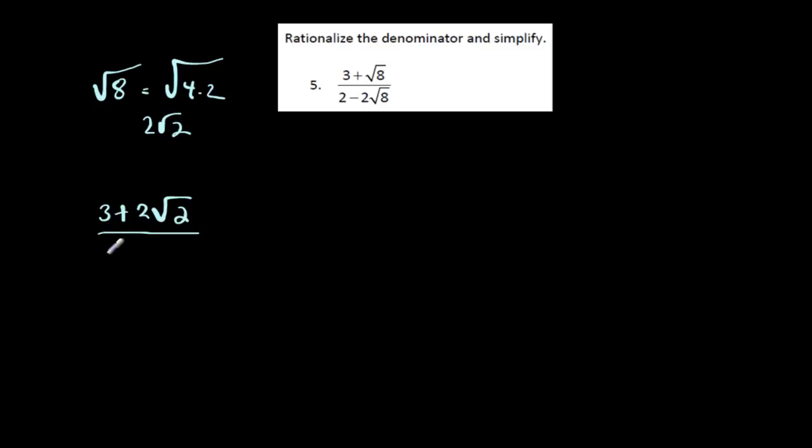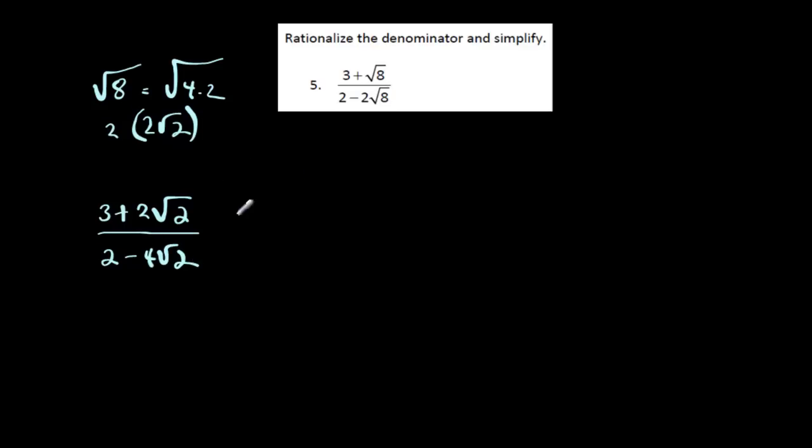Okay, for number 5, they want you to rationalize the denominator. So the first thing you want to do is simplify anything that we can here. So I'm going to simplify the root 8s. Remember, the square root of 8 is the square root of 4 times the square root of 2, which is 2 square root of 2. So the numerator is 3 plus 2 root 2, and the denominator is 2 minus 2 times root 8, which would be 2 times 2 root 2, which would be 4 root 2.